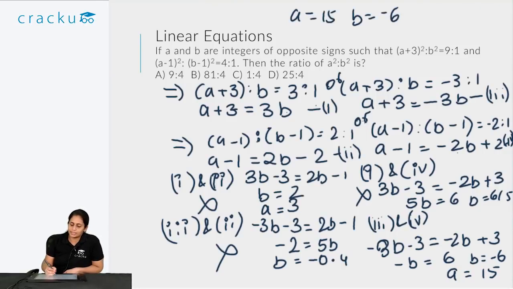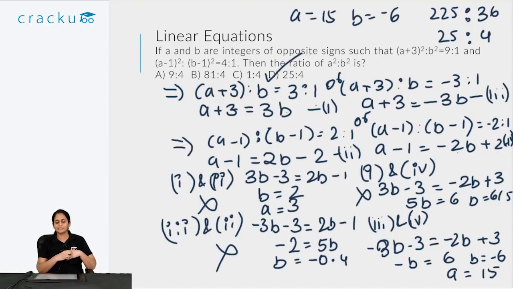In this case, what is a square to b square? A square would be 225, b square is 6 square, so this would be 36. So dividing numerator and denominator by 9, I get this as 25 by 4. So the right answer is option D, 25 by 4.